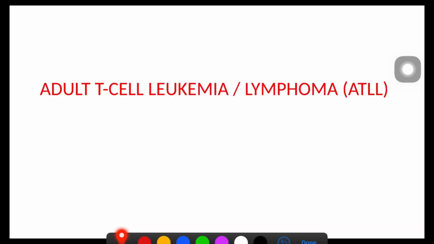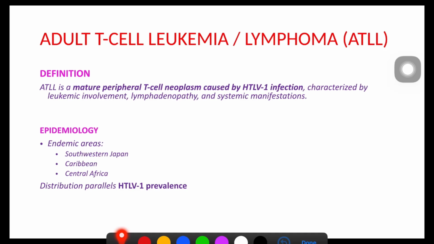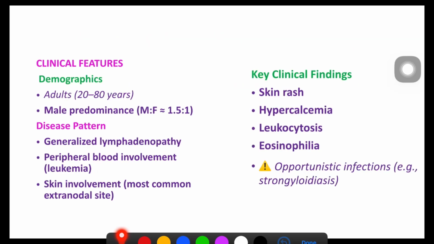So now let's see adult T-cell leukemia. It is a mature peripheral T-cell neoplasm caused by HTLV-1 infection. It is characterized by leukemic involvement, lymphadenopathy as well as systemic manifestations. Endemic areas are southwestern Japan, the Caribbean, and Central Africa, and this distribution parallels HTLV prevalence. Demographically, there is male predominance, and patients are 20 to 80 years of age.